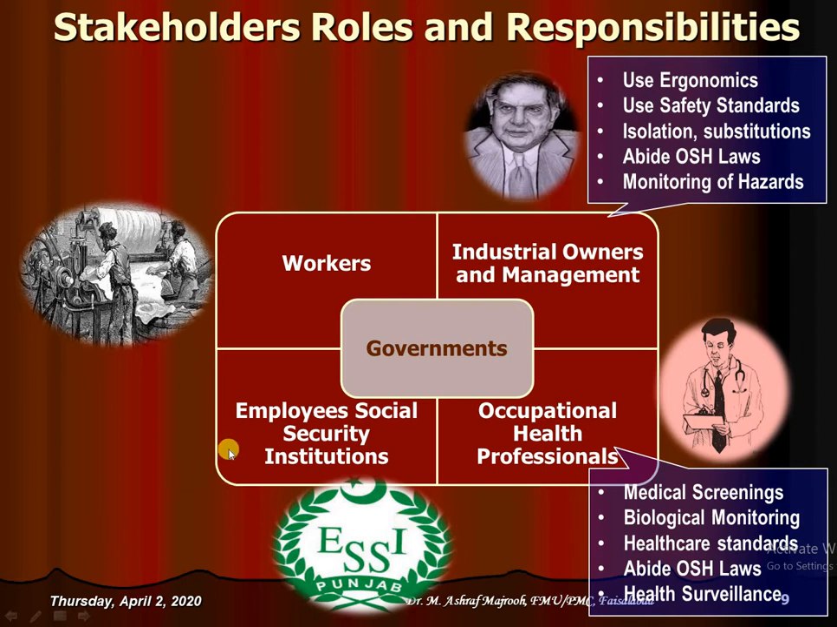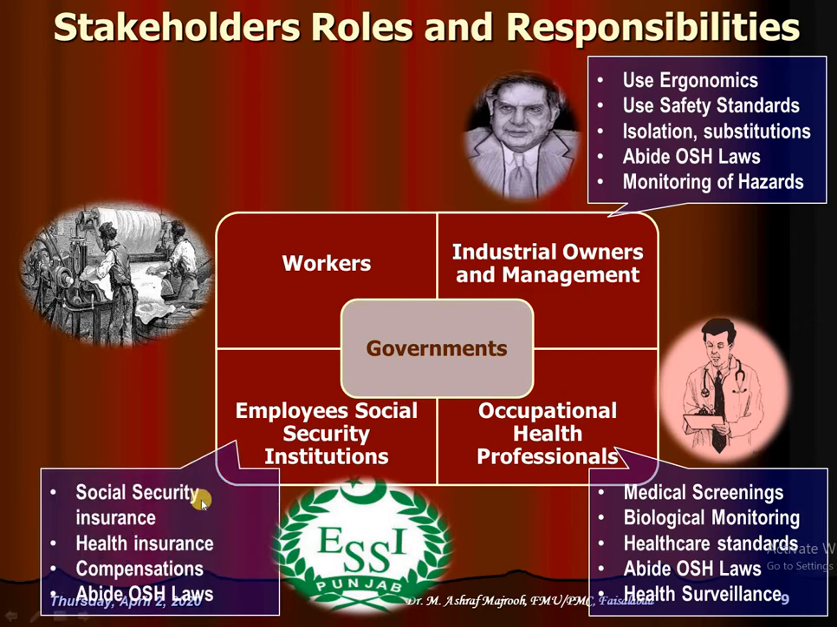Then the employees' social security institution bears the responsibility of social security insurances, health insurances, and compensation for the losses the workers suffer at the workplace. And they also have to promulgate the occupational health laws, safety and health laws.